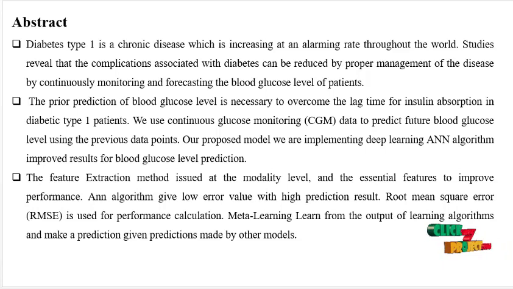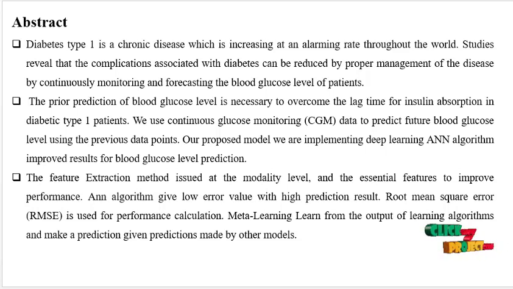Diabetes type 1 is a chronic disease which is increasing at an alarming rate throughout the world. Studies reveal that the complications associated with diabetes can be reduced by proper management of the disease, by continuously monitoring and forecasting the blood glucose level of patients. The prior prediction of blood glucose level is necessary to overcome the lag time for insulin absorption in diabetic type 1 patients. We use continuous glucose monitoring data to predict future blood glucose level using the previous data points.